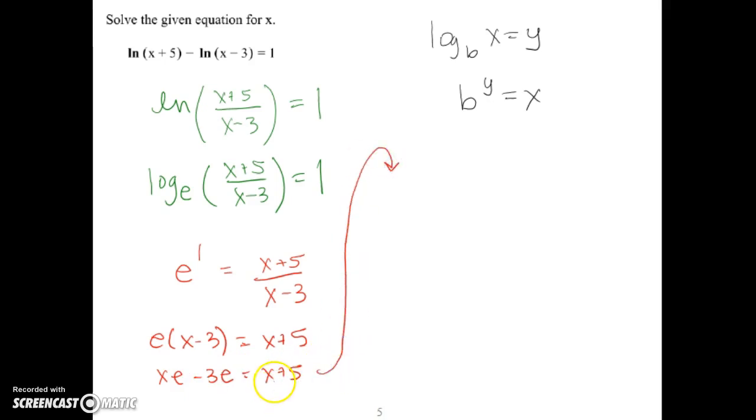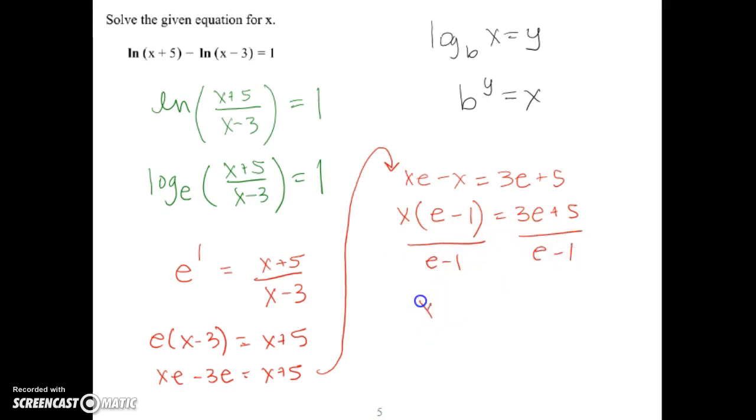And now if we want to get everything with x in it to one side and everything without x to the other side, we could say xe minus x equals 3e plus 5. We just moved everything with x in it to the left side. Now that we have everything with x in it on the left, we can factor the x out. And we're left with x times (e minus 1) equals 3e plus 5. And lastly, our goal was to get x by itself. So we divide both sides by e minus 1. And so we're left with x equals 3e plus 5 divided by e minus 1.